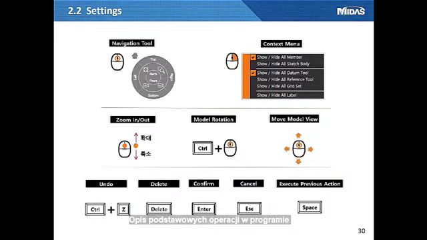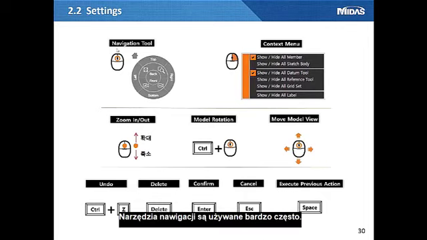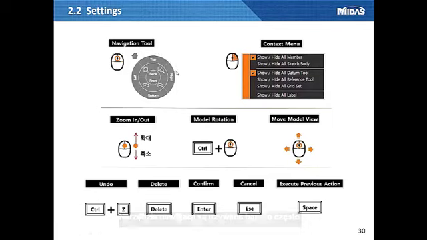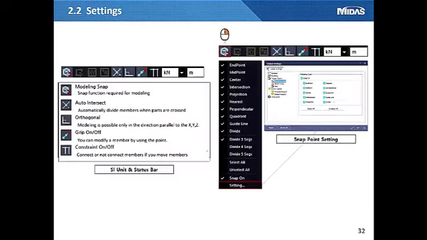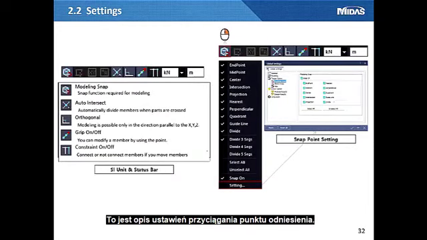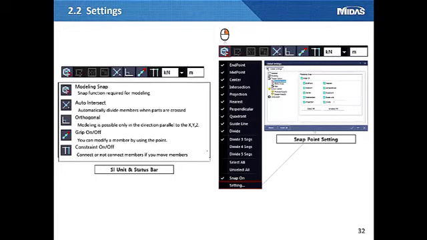Description of basic software operation. Navigation tools are used very often for every action. This is the method of saving under another name. This is a description of snap point settings.